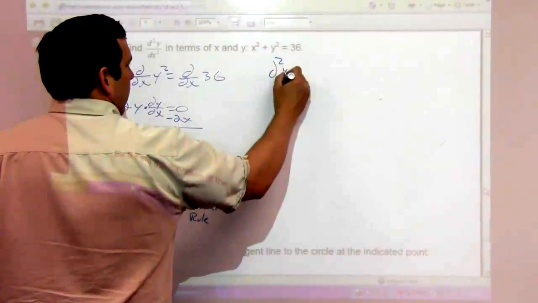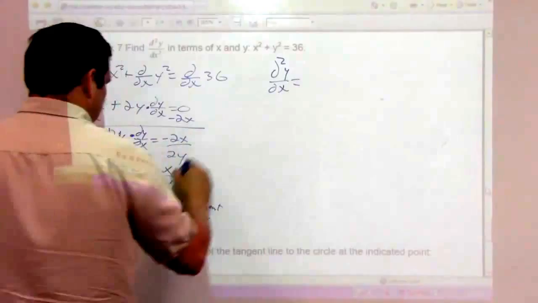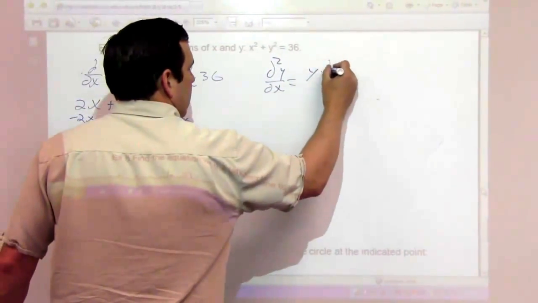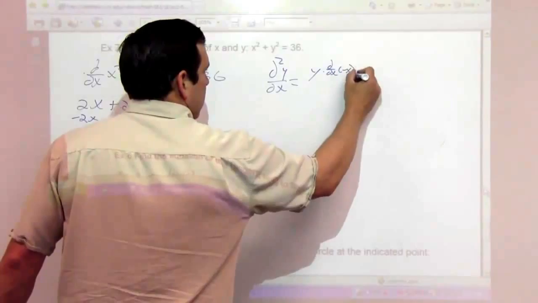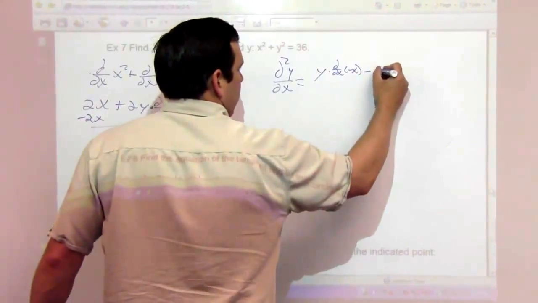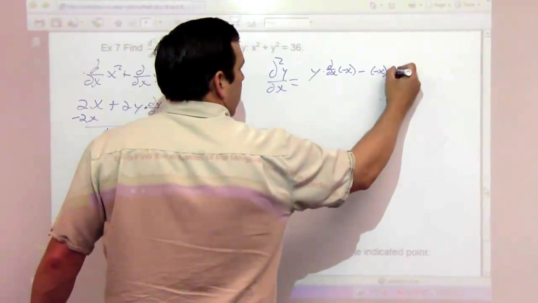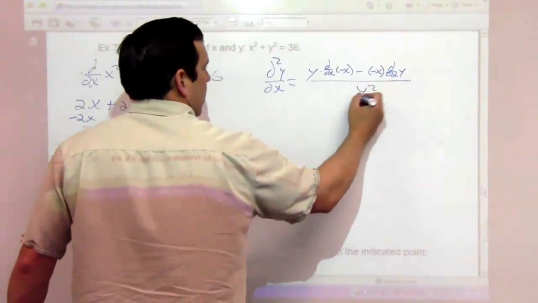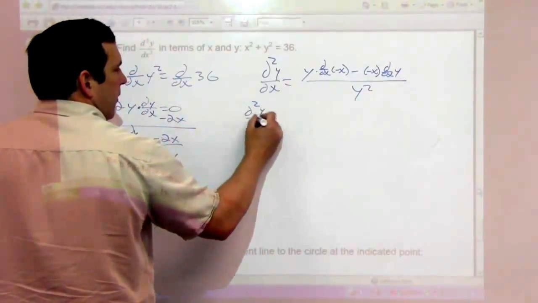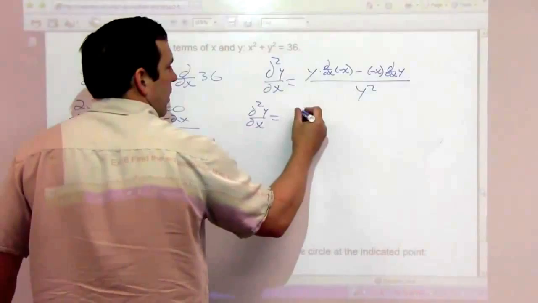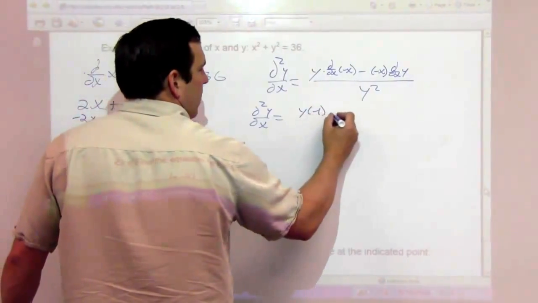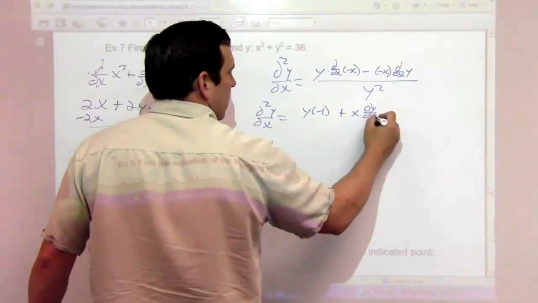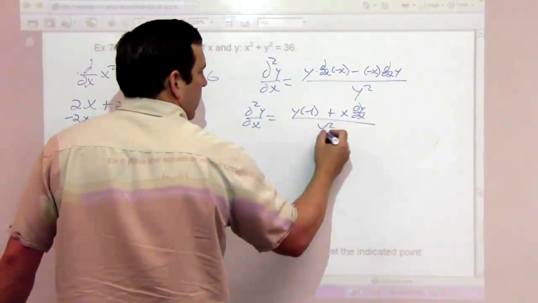So our second derivative of y with respect to x is going to be low d high, so y times d dx of negative x, minus high, which is negative x, d low, which is d dx of y, all over the square of what's below. So our second derivative of y with respect to x is going to be y times negative 1 plus x dy dx over y squared.